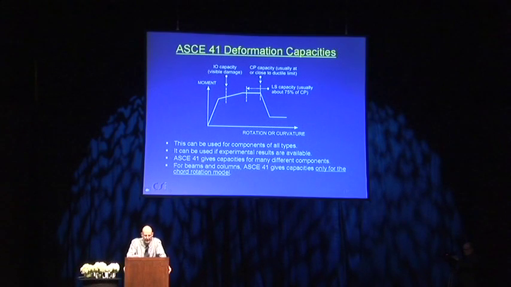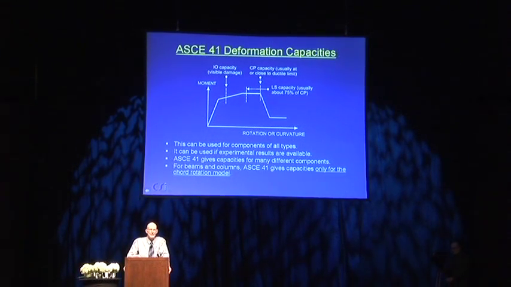And for example, if you have some experimental results, you could use this relationship to get appropriate deformation capacities. And ASCE 41 gives capacities for many different components, but for beams and columns, it gives capacities only for the chord rotation model. If you want to use a plastic hinge model or a plastic zone model, or heaven forbid, a finite element model, you have to do a little extra work to determine what the capacities might be.